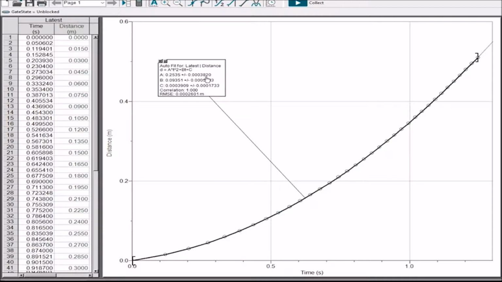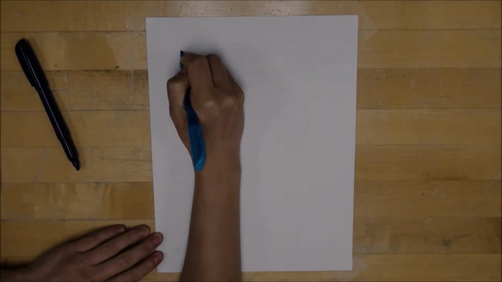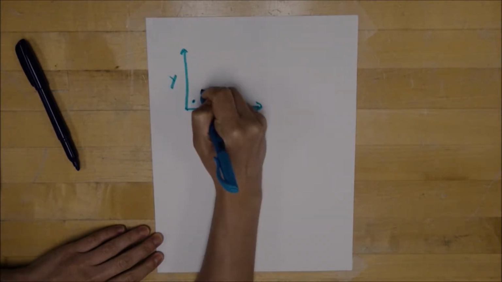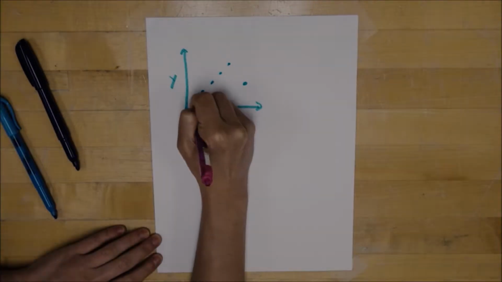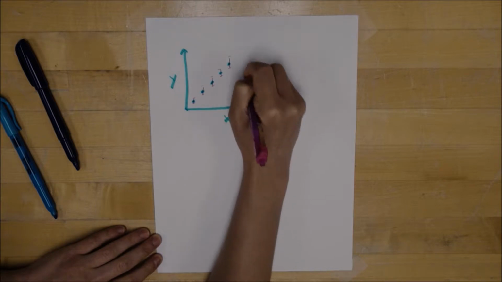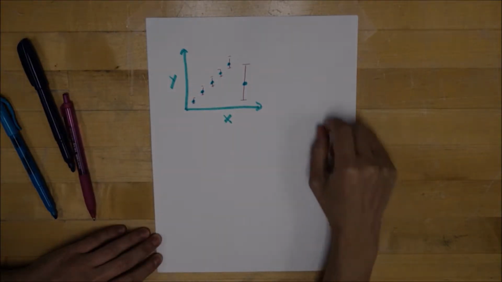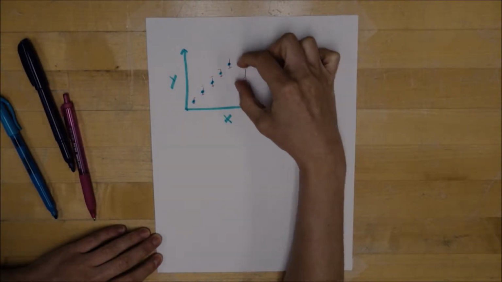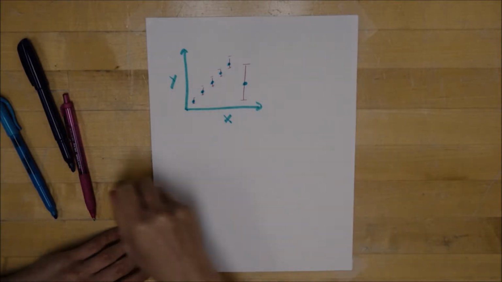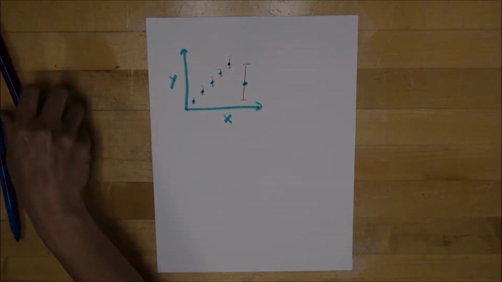Every time we take a measurement, we have an uncertainty associated with it. If we create a graph of how something in y changed with x, we can see uncertainty as error bars. Here, I had a really hard time taking data in that last measurement, so I am much less certain.